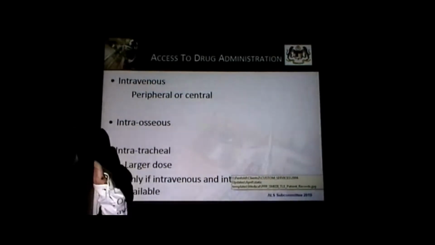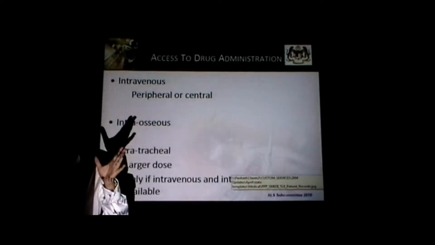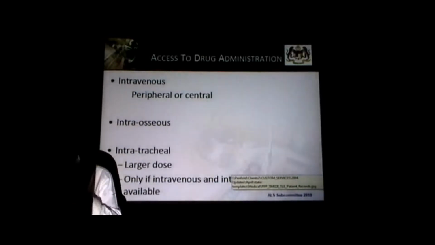Vasopressor means your noradrenaline and your vasopressin. Inotropes is your dopamine and dobutamine. So when you read, if they write vasopressors, they mean noradrenaline. If it's written inotropes, it's either dopamine or dobutamine.